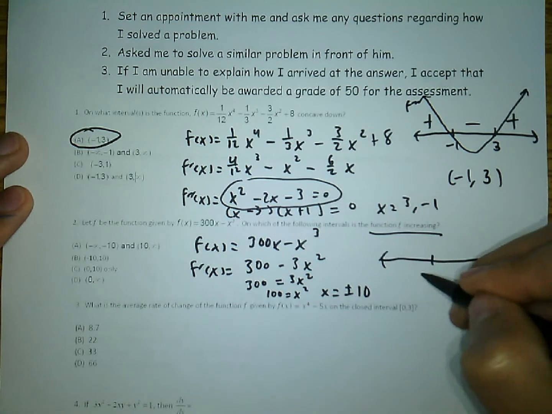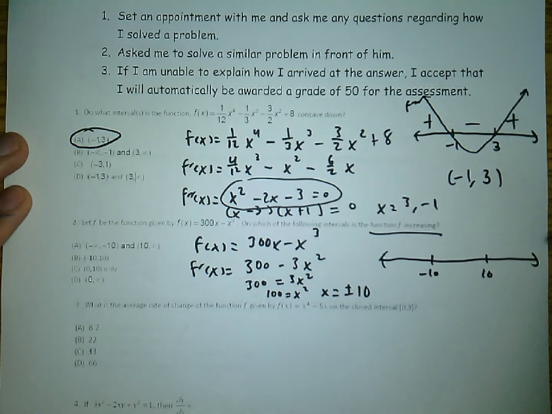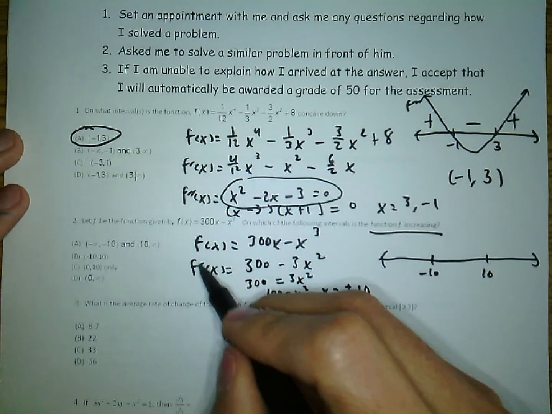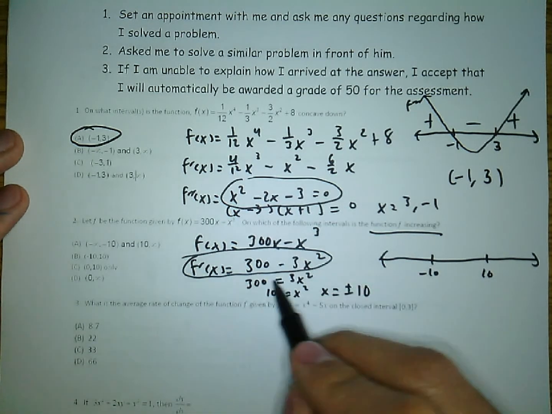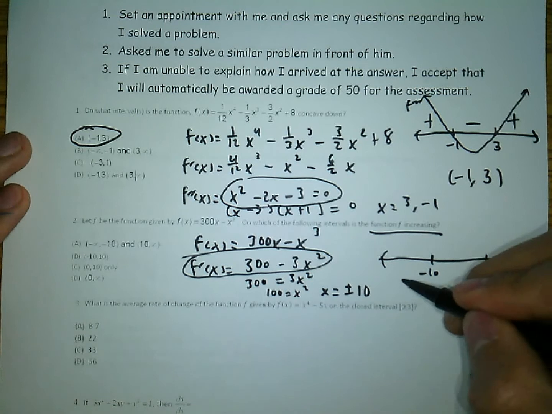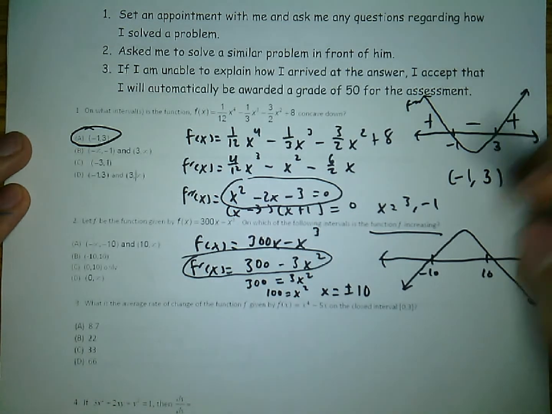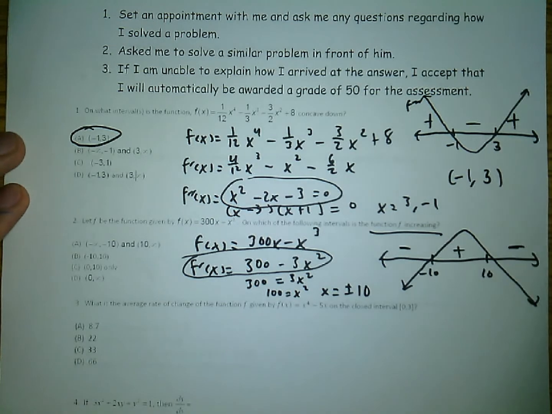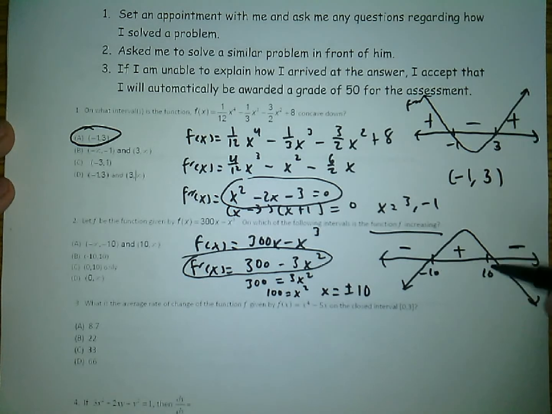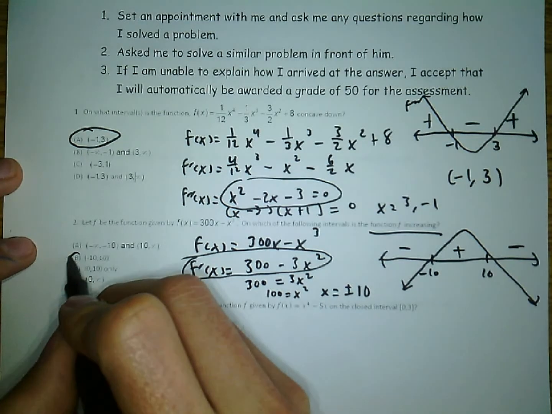I'm going to make a number line where this is negative 10 and this is 10. This is the first derivative, a negative quadratic, so if I graph it, it looks something like that, which means we've got negative, positive, and negative. The original function f is increasing wherever the derivative is above the x-axis, or positive, which in this case is between negative 10 and 10. So that gives us option B.